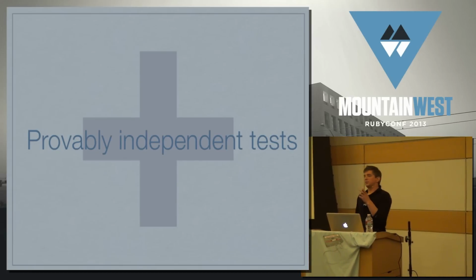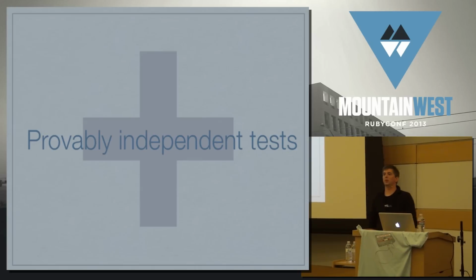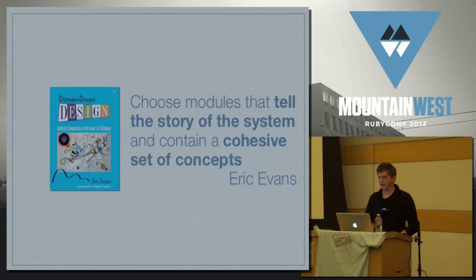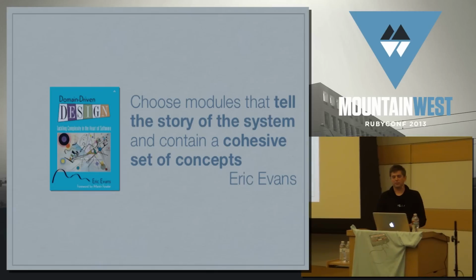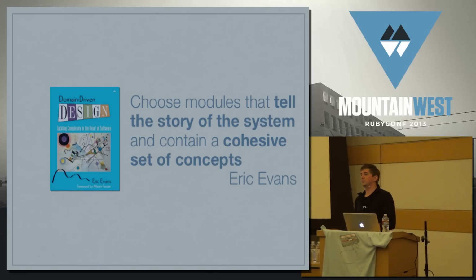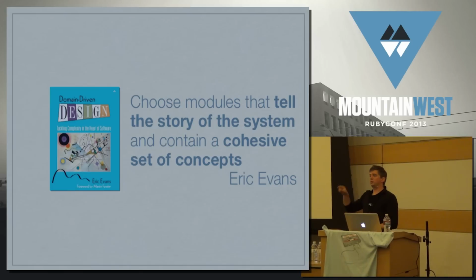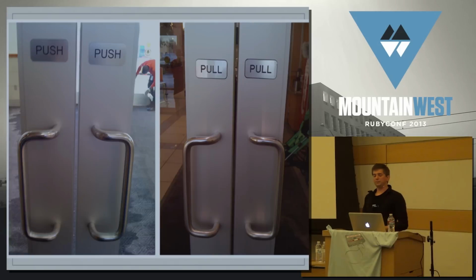is we now have provably independent tests. We have provably independent code within that one component that we just extracted. And in the words of Eric Evans, choose modules that tell the story of the system and contain a cohesive set of concepts. We're now able to prove that a set of concepts, namely within that gem, is independent of the others. And I think that is of great value.